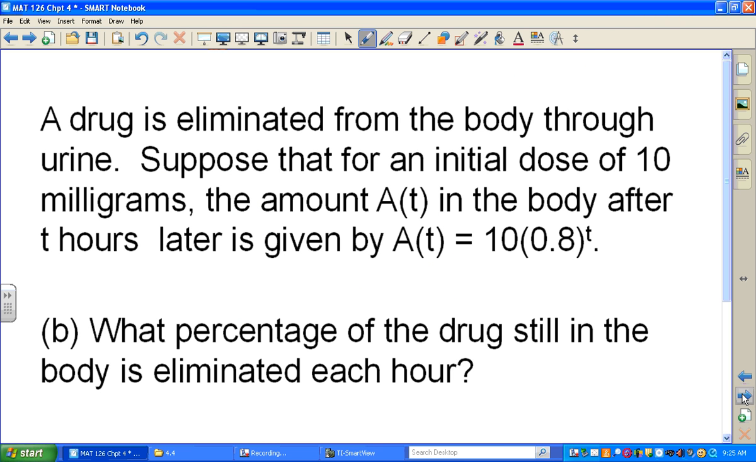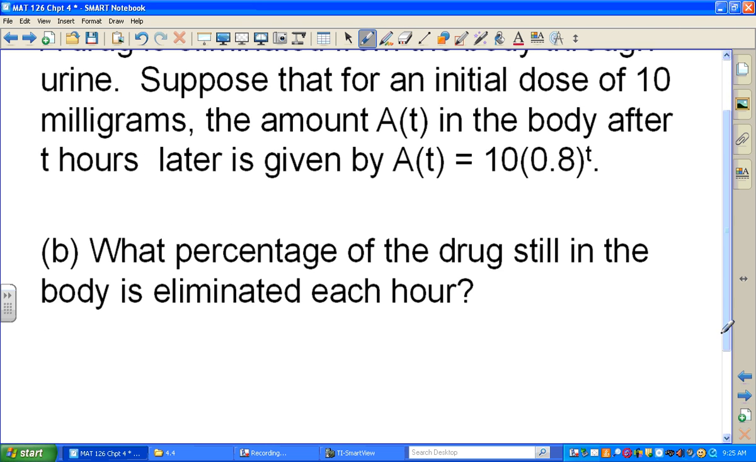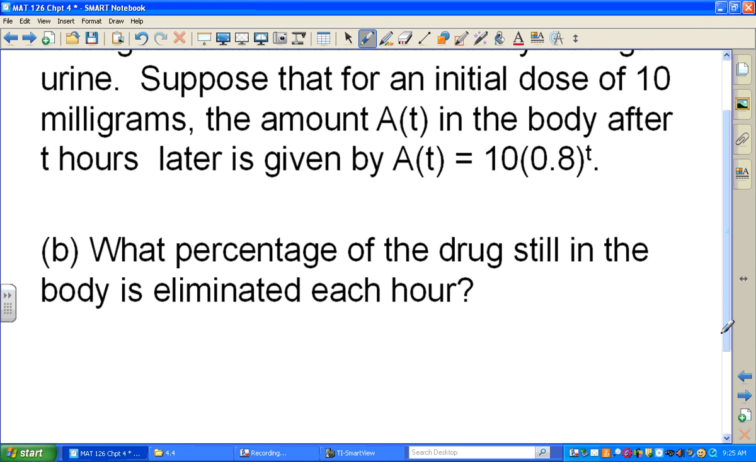Part B. What percentage of the drug still in the body is eliminated each hour? What percent? At 0, how much did you start with? 10! 1 hour later. Plug in 1, and what do you get? 8. I'm going to change my X and Y right here. 12% eliminated? Could be. Probably. Looks like it.